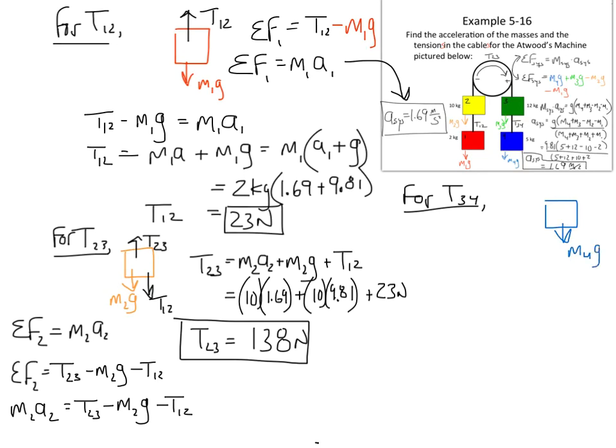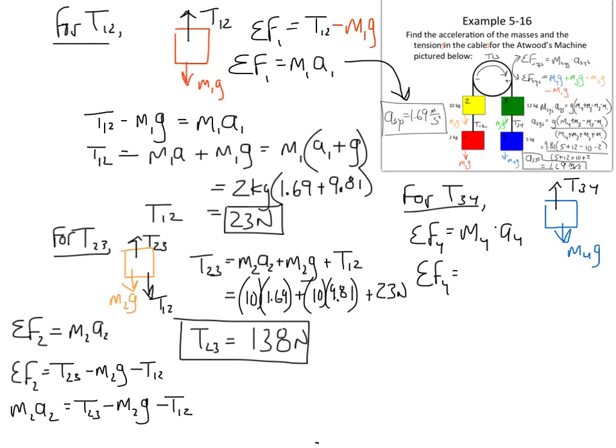And what's the force that's acting upwards? That upwards force is tension between 3 and 4. We'll write that in black. All right, T3,4. So the net force on box 4 equals mass of 4 times the acceleration of 4, which is the acceleration of the system. Net force on box 4 is also these two forces acting against each other.